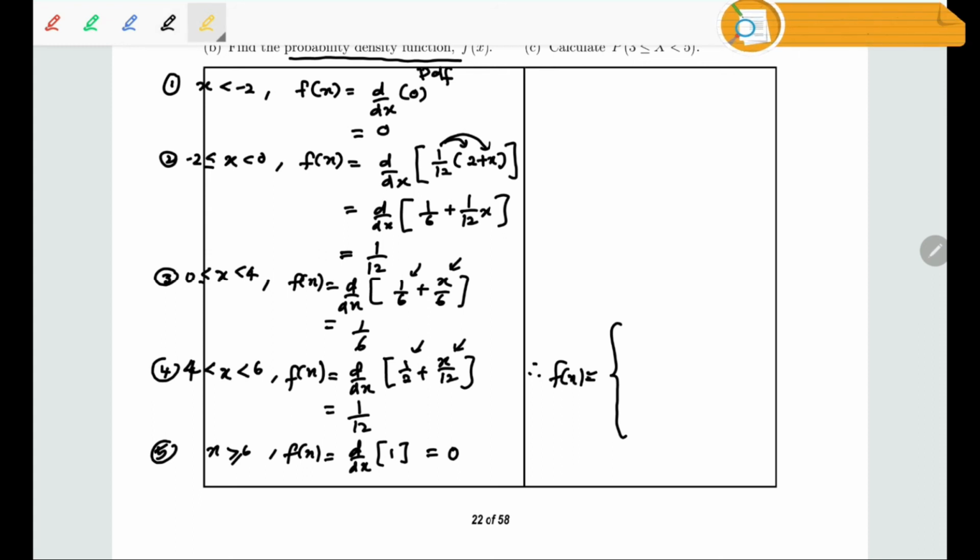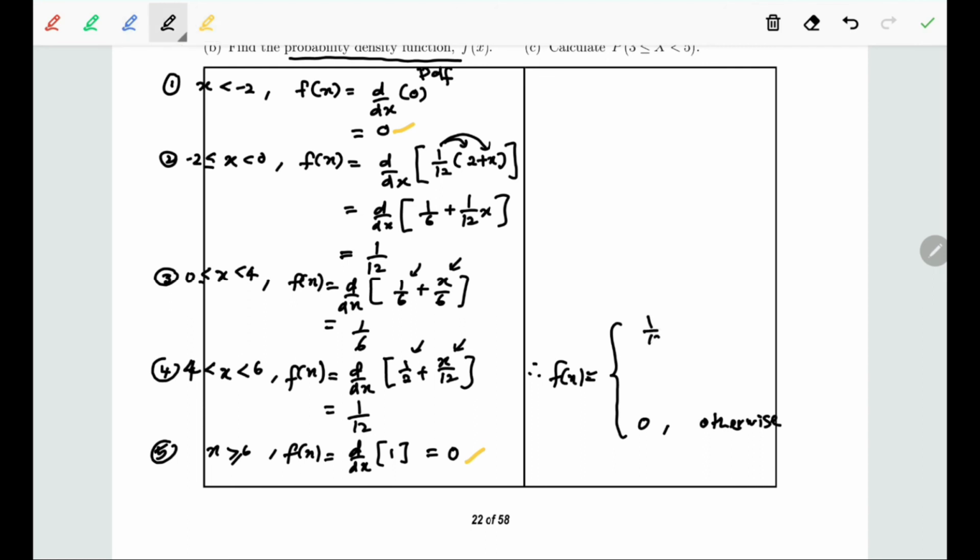Before we rewrite, let's check the f(x) that we have found out, the derivatives. Since we have 0 here and this is 0, this 0, this 0, we are going to combine them. You have to write down 0 for otherwise. And then if you check this one, I'm going to write this for the 1 over 12, 1 over 12 for the given interval. So I'm going to write this as the final answer.